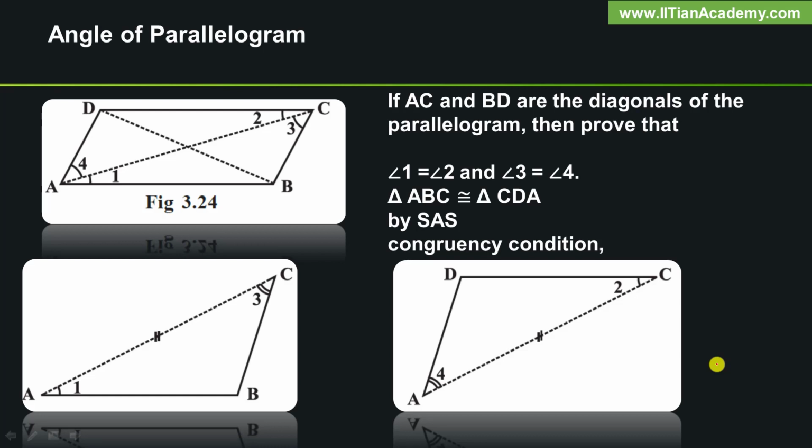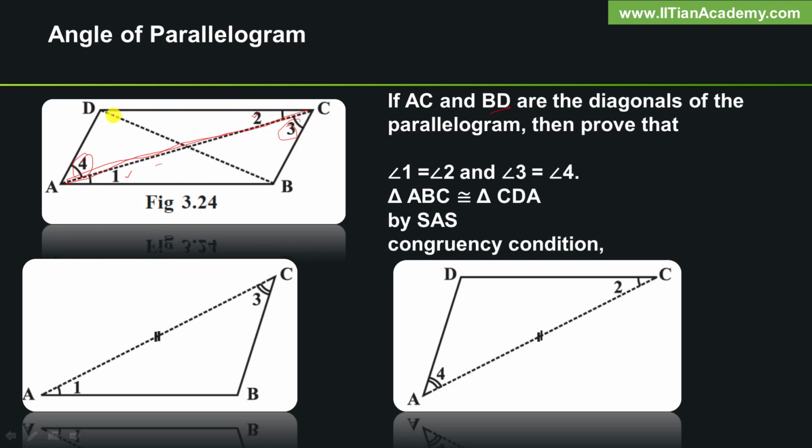Here, we have to prove that if AC is a diagonal of the parallelogram, then angle 1 equals angle 2 and angle 4 equals angle 3. Here we can see diagonal AC divides parallelogram ABCD into two triangles, ABC and CDA.